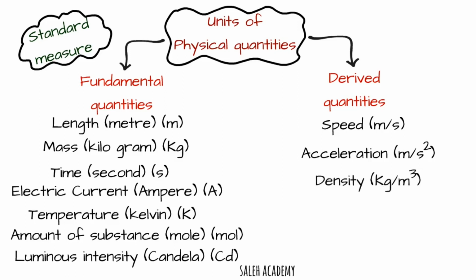Kg per meter cubed for density, length three times for measuring volume, and length two times for measuring area. The list of derived quantities is too large to display here. Only a few of them are shown for demonstration. However, wherever you see a unit having more than one unit symbol, you can confidently say that it is a derived quantity.